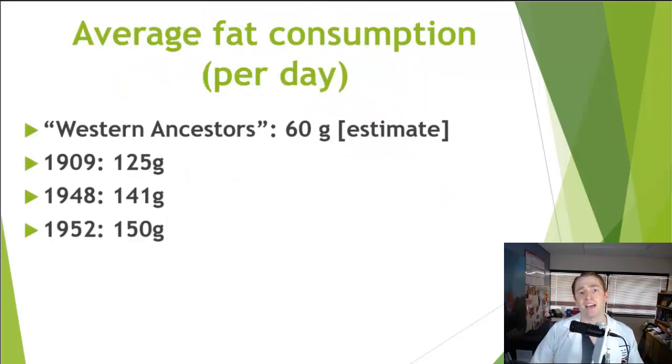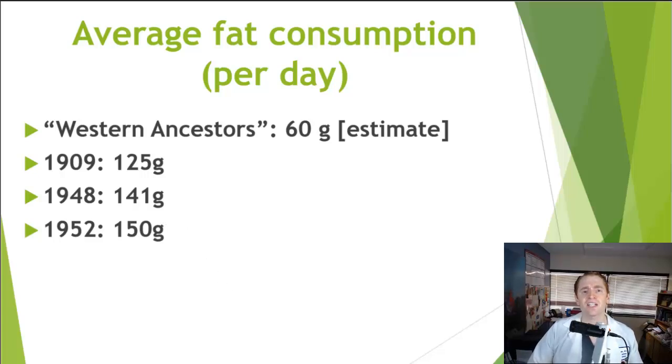Also, the increase in fat consumption over time seems to correlate with the increasing rate of MS in developing countries. For instance, European people in the 1500s or before had a relatively low fat consumption, estimated to consume only about 60 grams of fat per day. Now, this is just total fat, but it correlates with saturated fat intake. Whereas by 1909, this rose to 125 grams per day, and by 1948, 141 grams per day on average, and 150 grams per day in 1952.